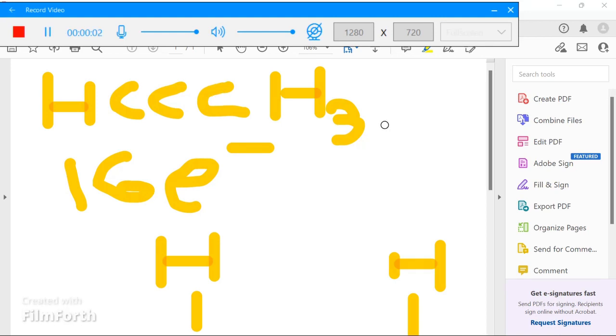Alright, hello Justin. Today I'm going to be presenting the molecular geometry and bonding for the molecule HCCH3. To start off with, we know we've got 4 hydrogens and 3 carbons. And knowing that information, we need to know the valence electrons from both of these elements.